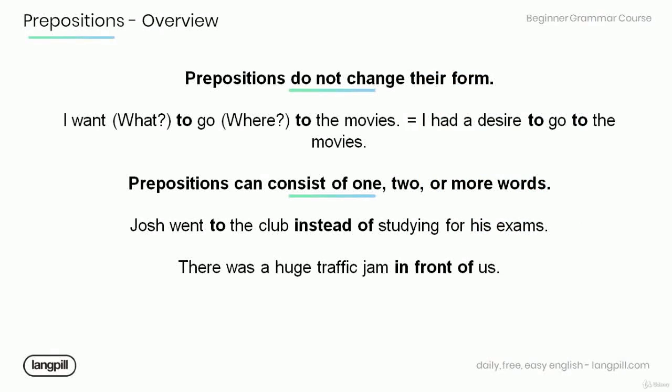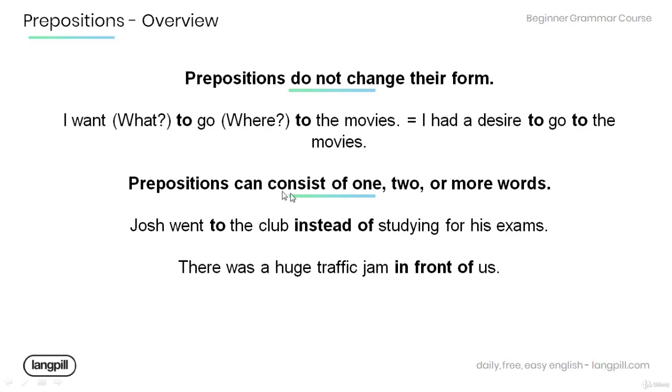Note that prepositions do not change their form. Have a look at the example over here. I want what? To go. Where? To the movies. Meaning that I had a desire to go to the movies.